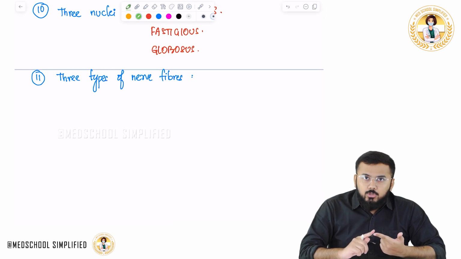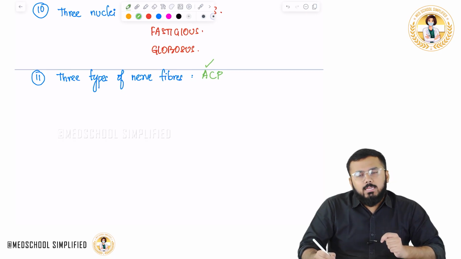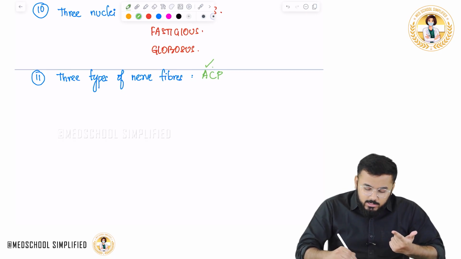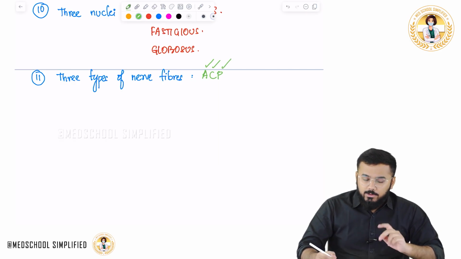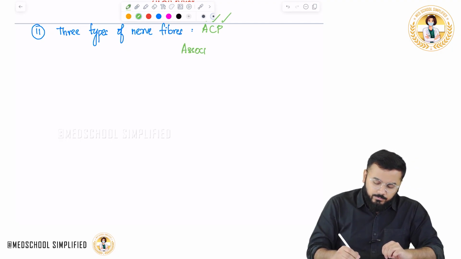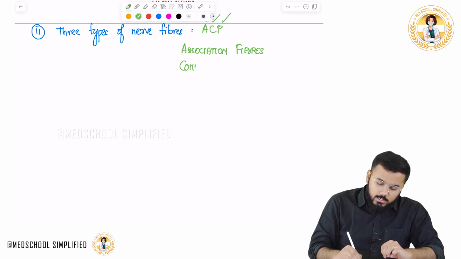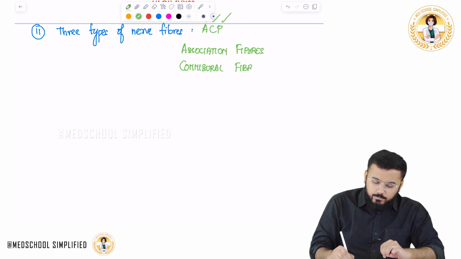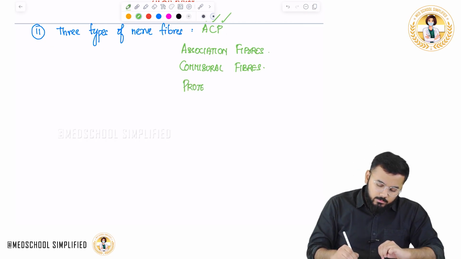Another one is called projection fibers, ACP. Just remember it as ACP. A stands for association fibers, C stands for commissural fibers, and P stands for projection fibers. So there are three different types of fibers. One is called association fibers. Another one is called commissural fibers. And the third one is called projection fibers.